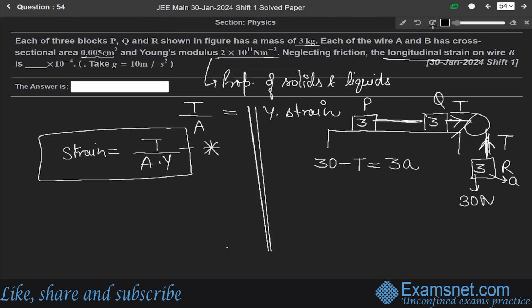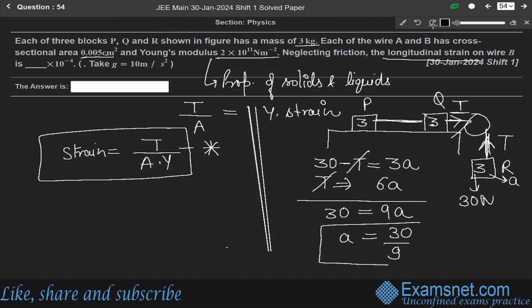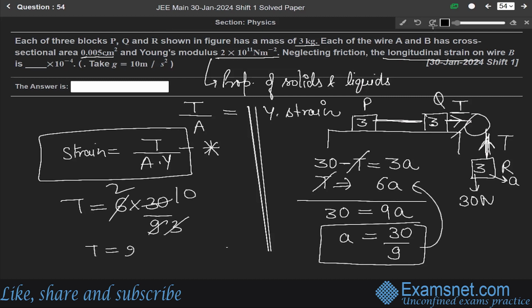And for the other, T minus 3 plus 3, 6, so T is equal to 6A. Now, adding these two equations, T cancels. So 30 will be equal to 9A, so A will be equal to 30 over 9. Now putting this value of A in this equation, we get T is equal to 6 into 30 over 9. So this will be 3 2s are 6, 3 3s are 9, 3 10s are 30. So T will be 20.